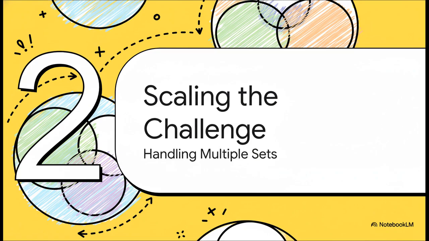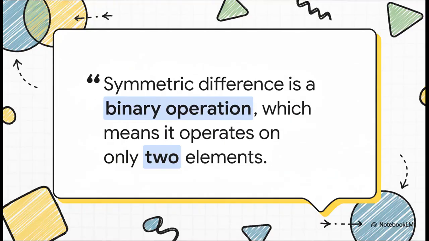All right, that was pretty straightforward for just two sets, right? But what happens when we start throwing more into the mix? What if we add a third set or a fourth? Let's scale up the challenge and see how this logic holds up. And this brings us to the single most important rule of the game, the one thing you absolutely have to remember. Symmetric difference is what's called a binary operation. All that means is you can't compare 3 or more sets all at once. You have to work in pairs.